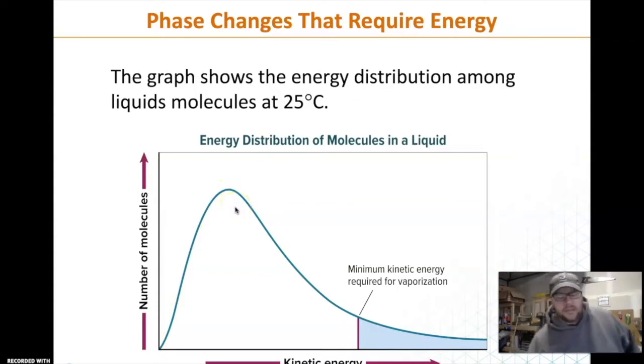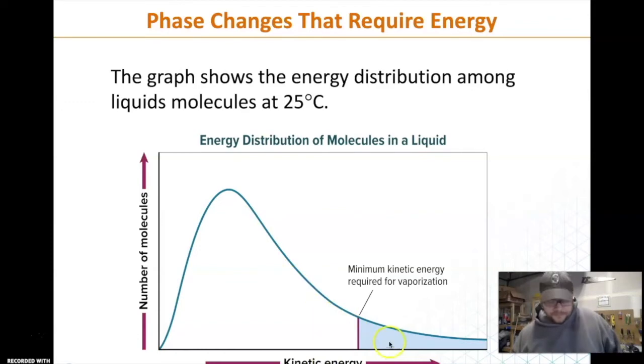And then as we continue on, as we get higher and higher in kinetic energy, we're getting fewer and fewer molecules that have that amount of kinetic energy.